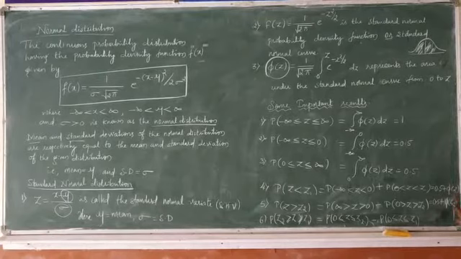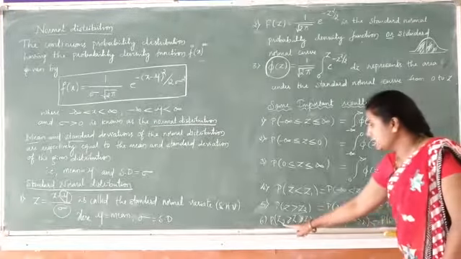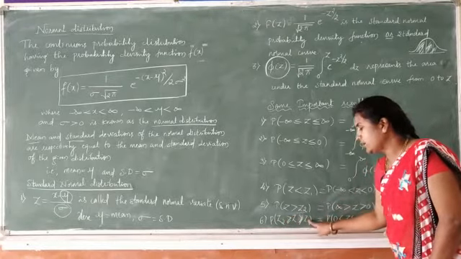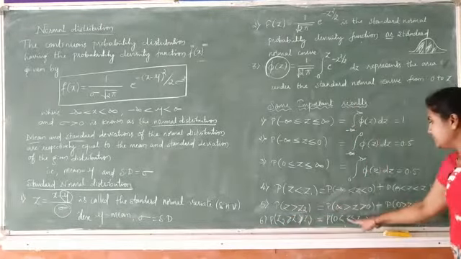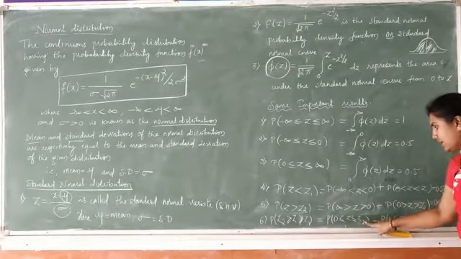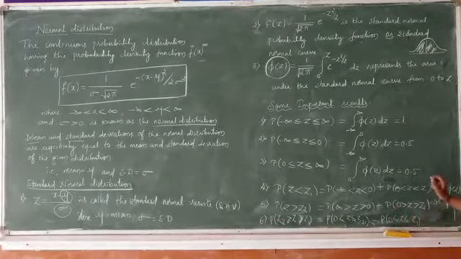These phi of z1 and phi of z2 values, where z1 and z2 are normal variates, we get from a table. I will show you the table. This is P of z1 less than or equal to z less than or equal to z2. Then we can split this as P of 0 less than or equal to z less than or equal to z2 minus P of 0 less than or equal to z less than or equal to z1.